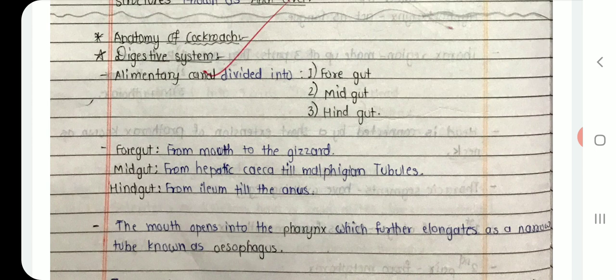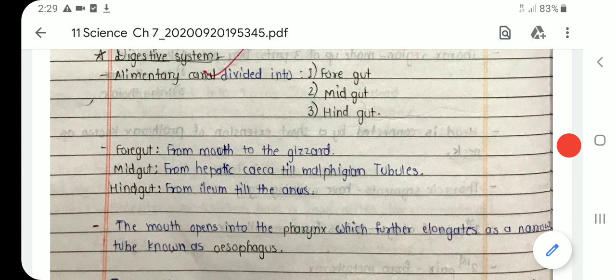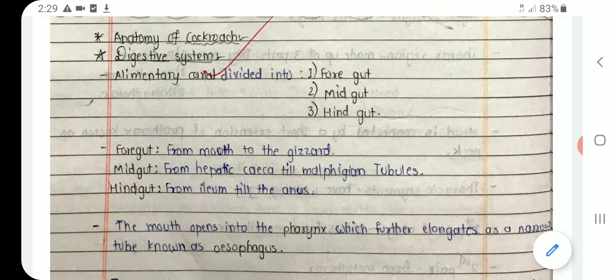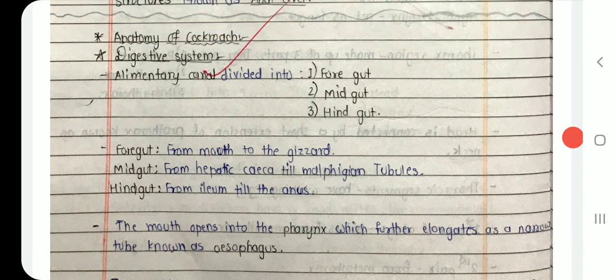Now there are several organs which are present in these areas, that is foregut, midgut, and hindgut. The foregut starts from the mouth and is present till the gizzard. So the regions or organs coming in between the mouth and gizzard all come in the foregut, right? Second is the midgut. The midgut starts from the hepatic ceca till the Malpighian tubules. And the third is the hindgut, that starts from the ileum till the anus. So these are the three main divisions observed in the alimentary canal, right?